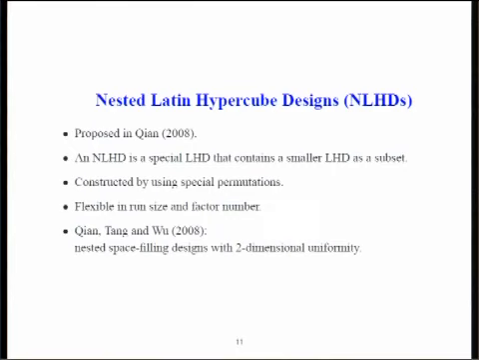How to construct a nested Latin hypercube? Actually, there are 3 methods. Let me give you the first method, which actually doesn't work. The first method is the following. You randomly generate a large Latin hypercube, for example, 100 rows. Then based on this 100-row Latin hypercube, you use some kind of random search to find a subset, which is another Latin hypercube with 50 rows.